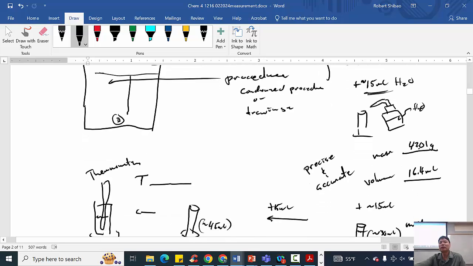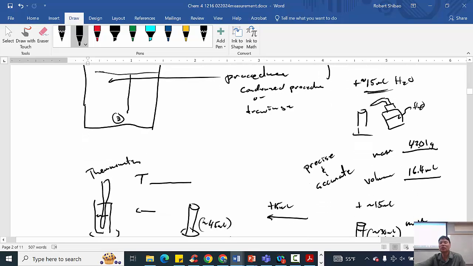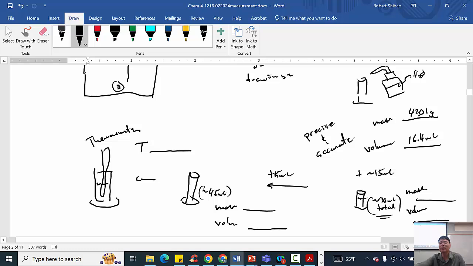And so what I'm going to do here is I'm just going to add another 15 milliliters of water and weigh and measure its volume. And then add another 15 milliliters of water. So now I have about 45 milliliters, weigh and measure its volume. And then measure its temperature. Any questions on this so far?